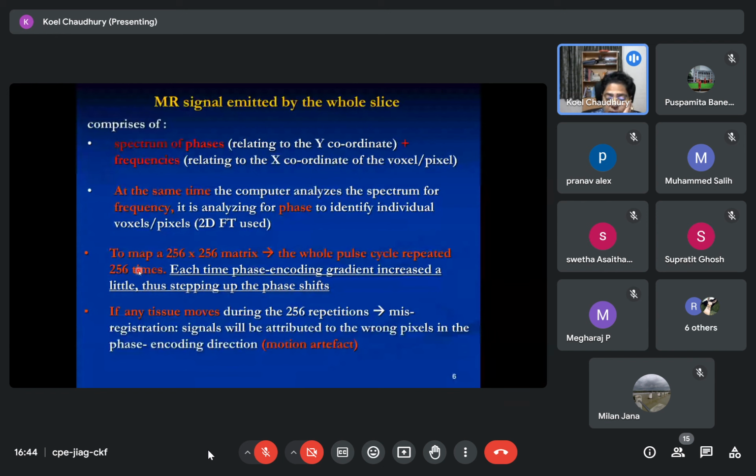How many times will I repeat if there is a 4 by 4 matrix? 90 180 echo, 90 180 echo, 90 180 echo, 90 180 echo. 4 times I will repeat my pulse cycle if I have a 4 by 4 matrix. If I told you that you have a 256 by 256 matrix, how many times will you repeat? 256 times.